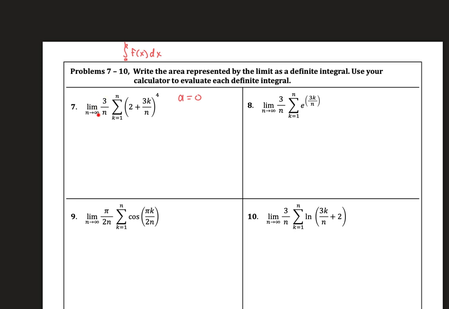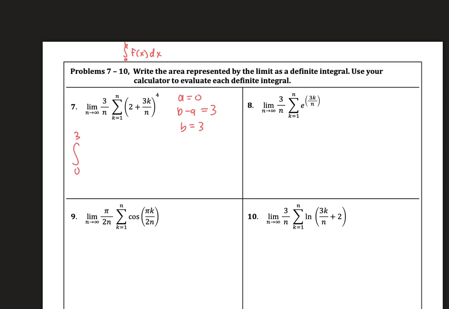So the thing on the outside that's divided by n in each of these problems, the thing that's on the numerator over n, that's b minus a. So in this case, b minus a is 3, since it's 3 over n. And that means that b is 3. So we found 2 out of the 3 things just from that. So we know that this is the integral from 0 to 3.